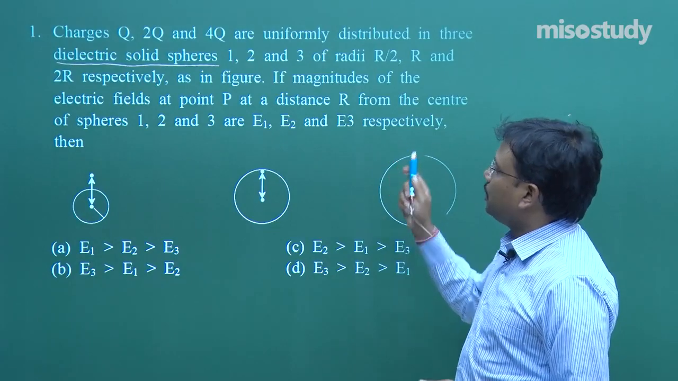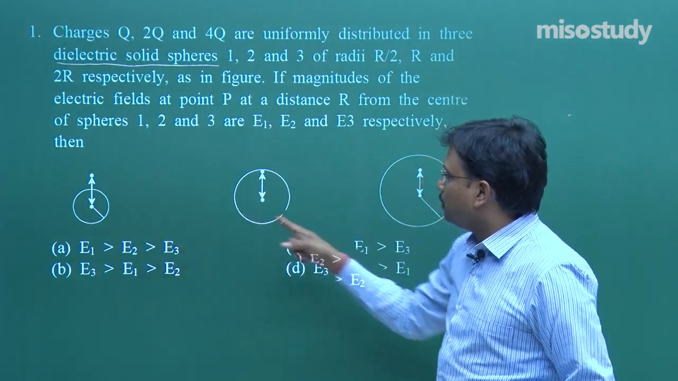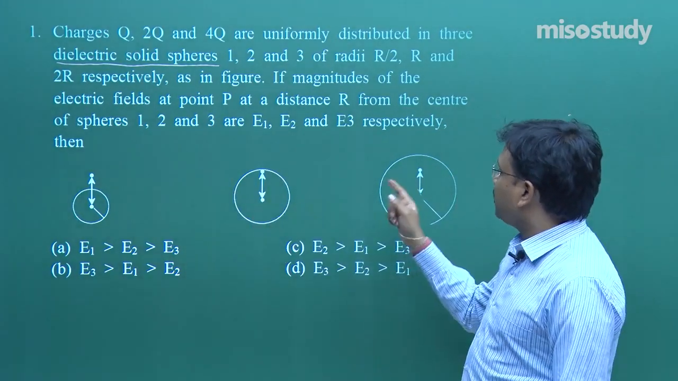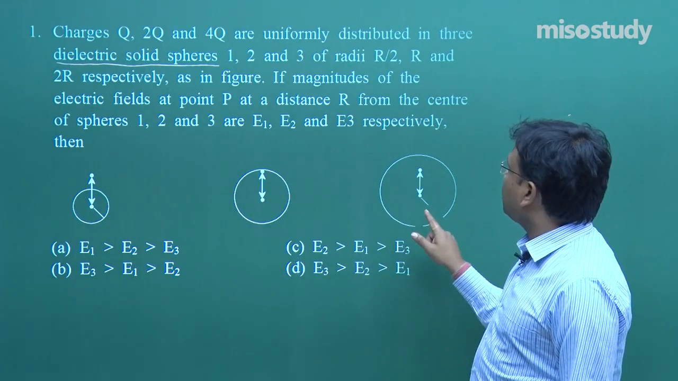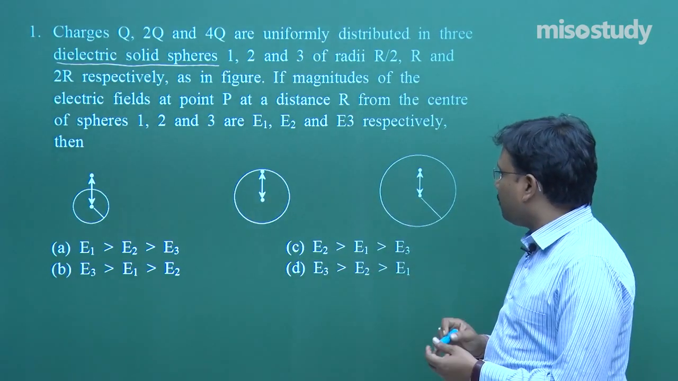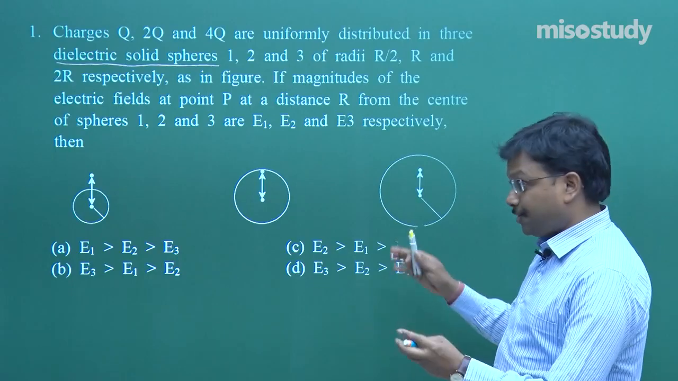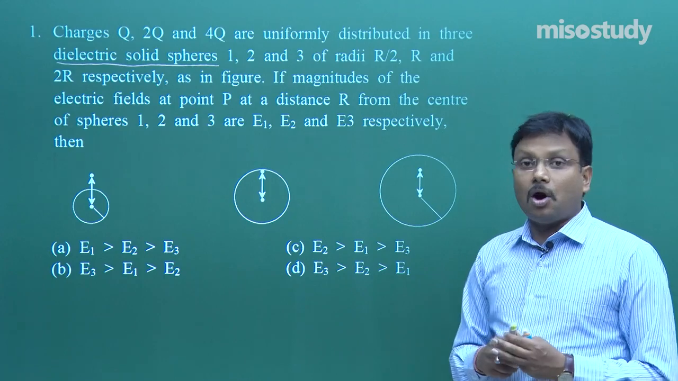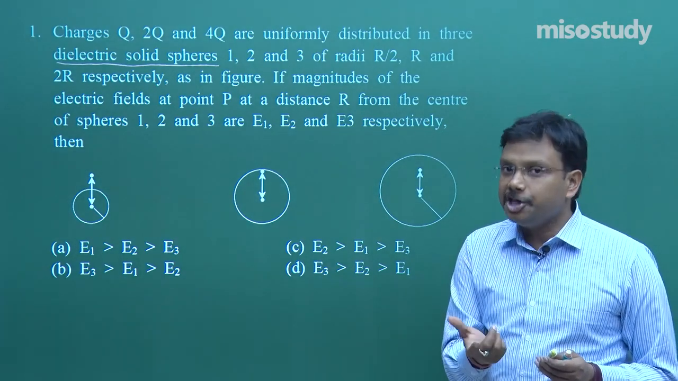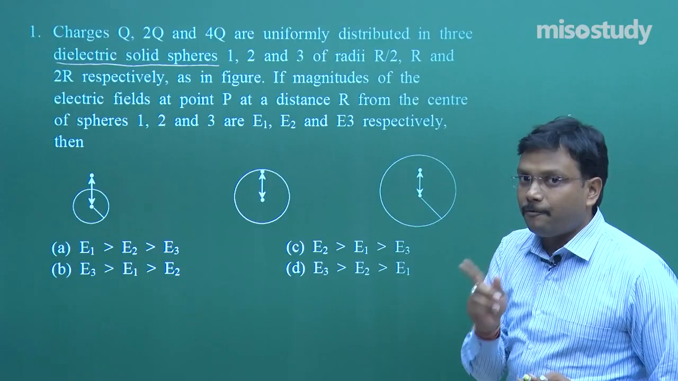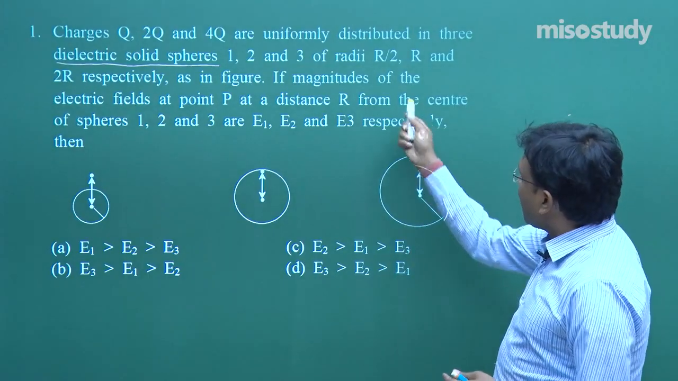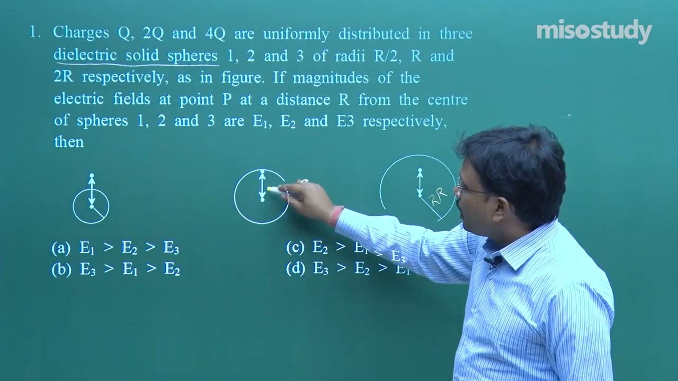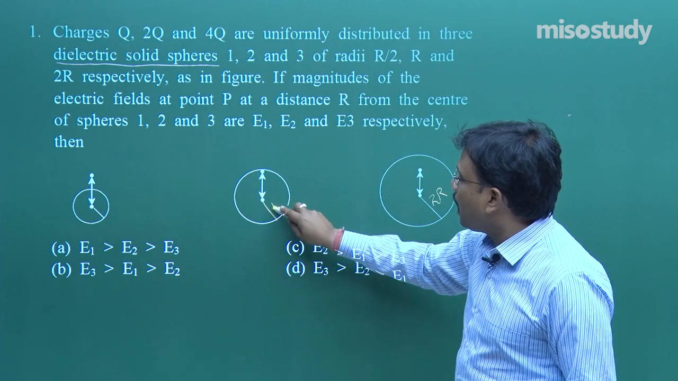So 1, 2 and 3, and here is the diagram of these spheres. One is of radius R by 2, another is of radius R, and another is of radius 2R. So let me complete a few terms over here, which are as such not given in the question, but while solving these problems in the examination hall, you have to use rough sheets, and there you have to perform this rough work. So this, as per the question, is 2R. This, as per the question, is simply R.